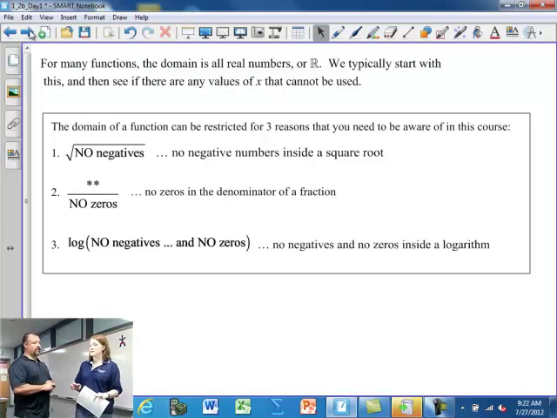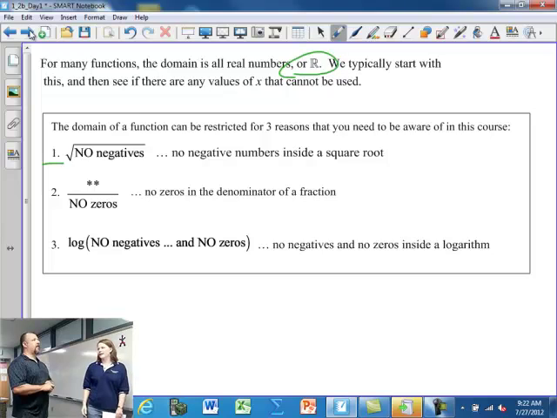I kind of treat domain like you are innocent until proven guilty. You are in the domain until you can show me a reason why a number can't be in the domain. So we usually start with all real numbers, or from negative infinity to positive infinity. But there are three rules that we need to be careful of.